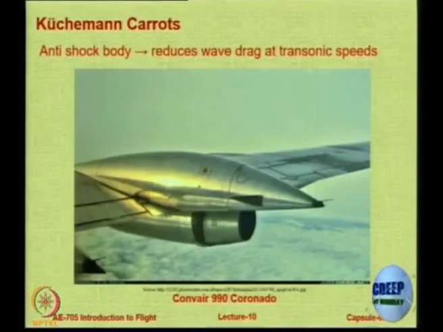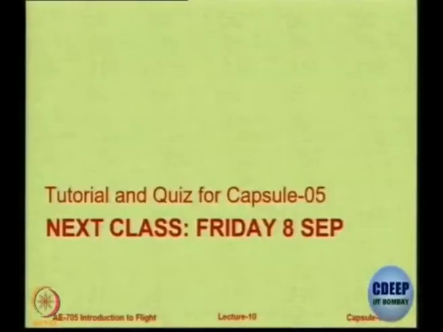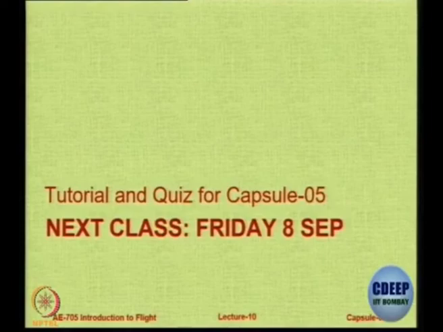Then I mentioned to you about the Kuchemann carrots or Kuchemann bumps, which are the so called anti-shock bodies, and this particular body is there to reduce the drag at transonic speeds. These are intentional, this is not like using a flap track, this is something completely different. You can also see them in the design of the Concorde aircraft. Okay, so with this I come to the end.